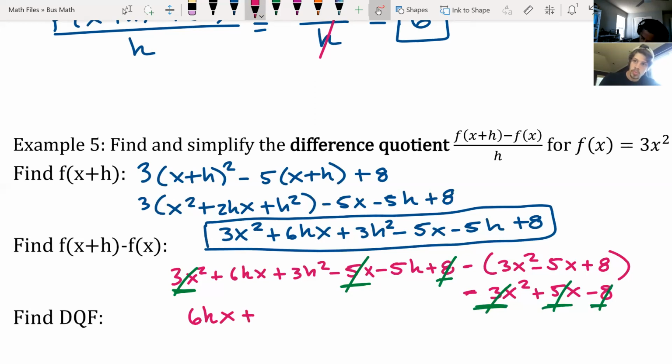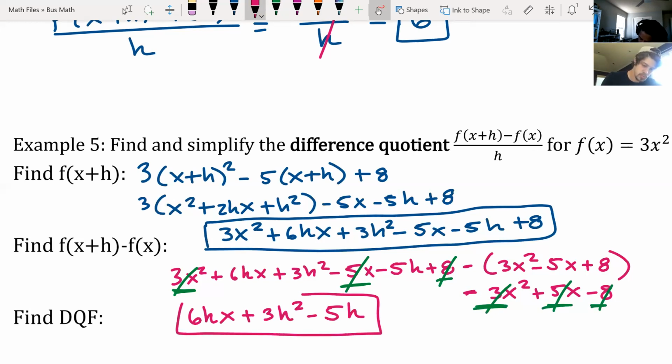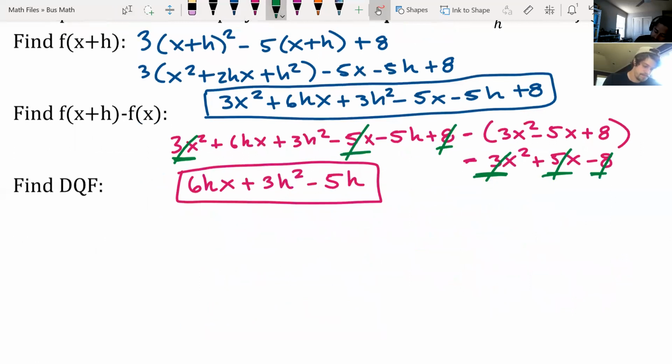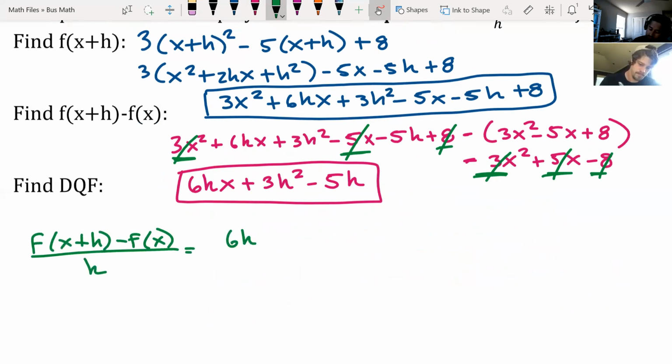6hx plus 3h squared minus 5h. And now we're ready for the final step. Find the difference quotient, f of x plus h minus f of x over h. And I have 6hx plus 3h squared minus 5h all over h.